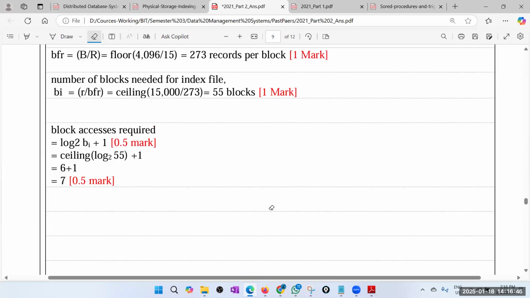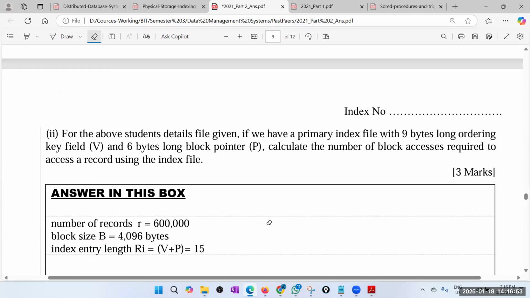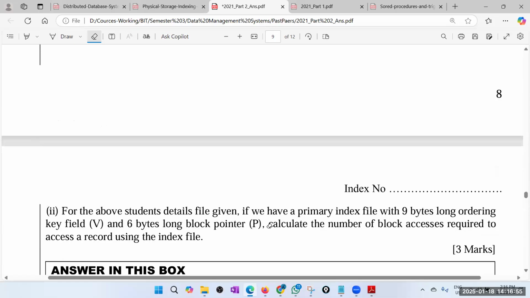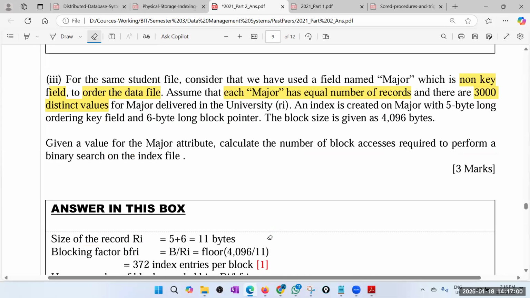So then you do the binary search plus an additional step, because you are using a separate index. Okay, a separate index. You should be able to do that.